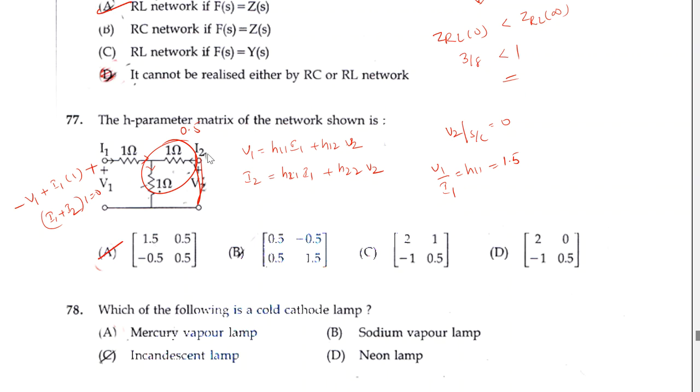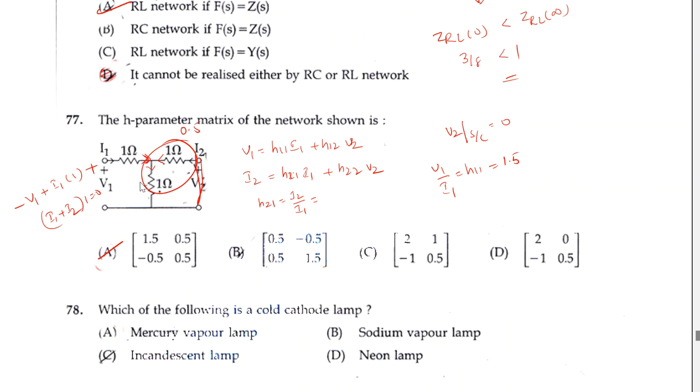Similarly, when V2 is short circuited, the next parameter we can find is H21 is equal to I2 by I1. Now tell me, where is I2? I2 is the current flowing here, and I1 is the current flowing here. We need to find the relationship between this I1 and I2.